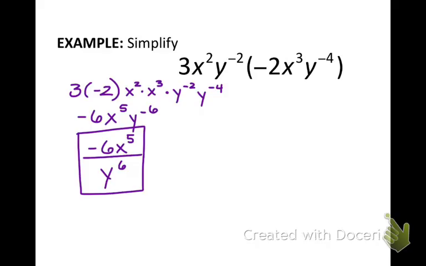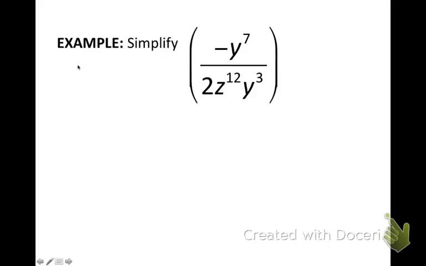We have a negative y to the 7th power being divided by 2 z to the 12th, y to the 3rd.